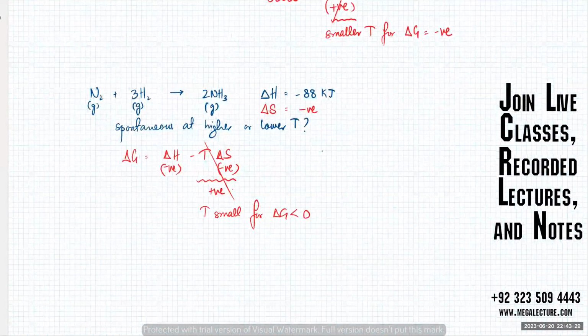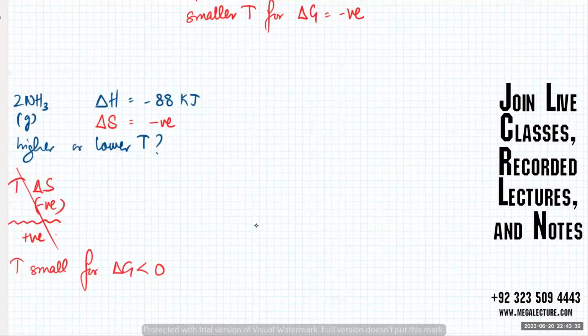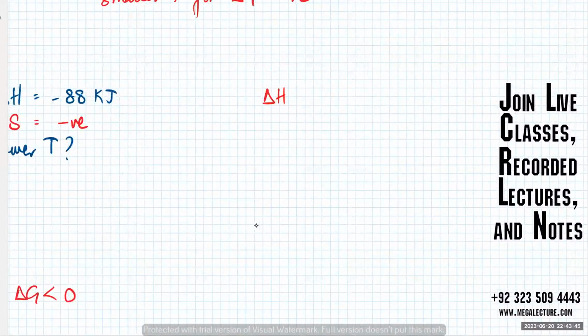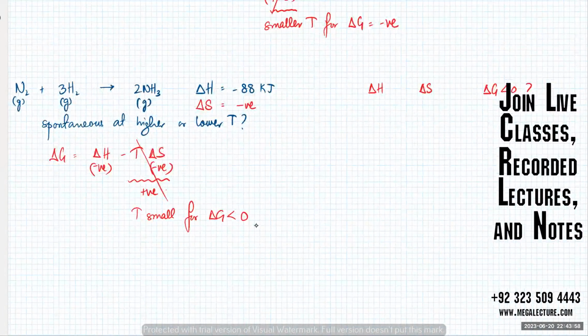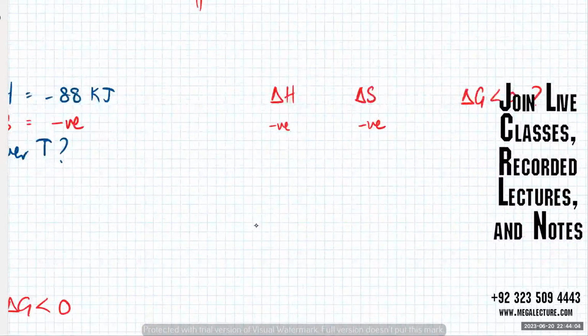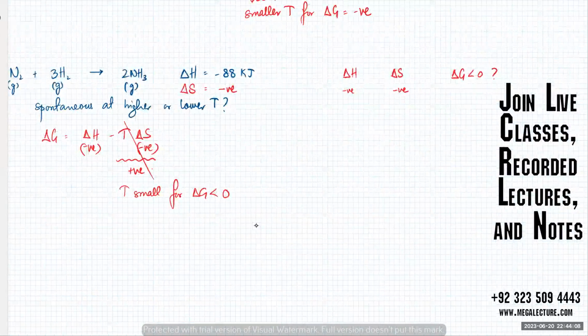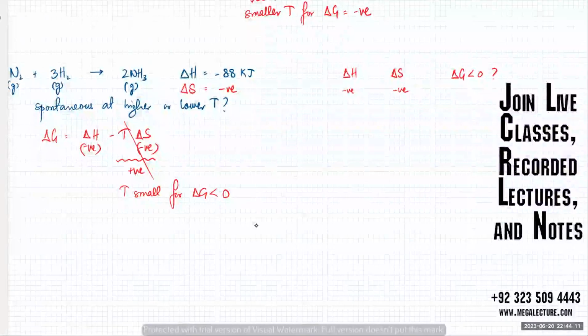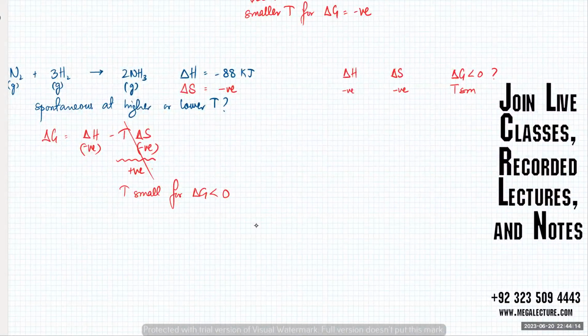So can you plot a table? This is your homework. Plot a table where I write the sign of delta H and the sign of delta S for a particular reaction, and you figure out when delta G is less than 0 and at what temperatures. As in this question, if both of them are negative, then delta G will be negative only if T is small. Is that clear?